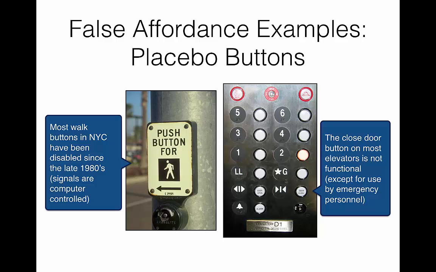Another example, the close door button on most elevators does not close the door. Why do people think it works? Because the doors usually take a few seconds to close, and after 2 seconds, people get frustrated and press it, and then the doors close, just like they would have anyway. Actually, those buttons usually do work for emergency personnel. They prevent the elevator doors from opening even if someone outside the elevator has pressed a button.